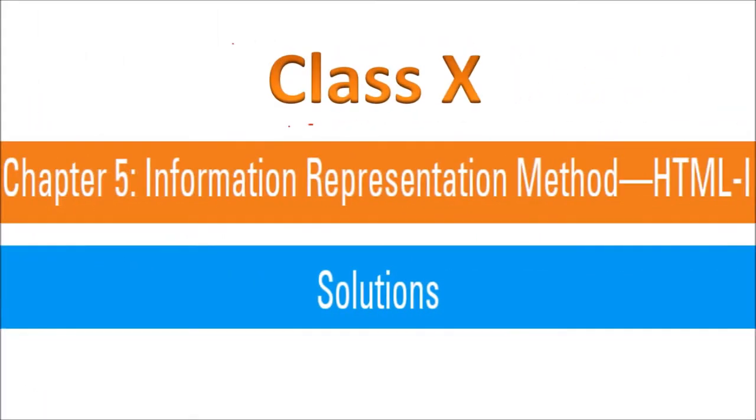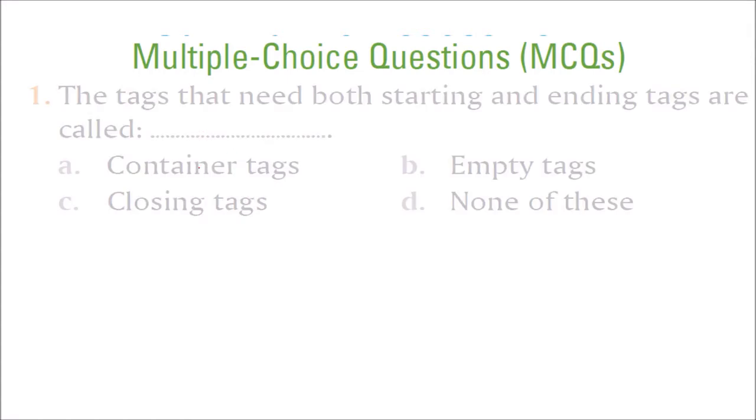We are taking chapter number 5, class 10. The chapter is Information Representation Method, which is HTML, part 1. We'll take the solution of this. Multiple choice questions on HTML.